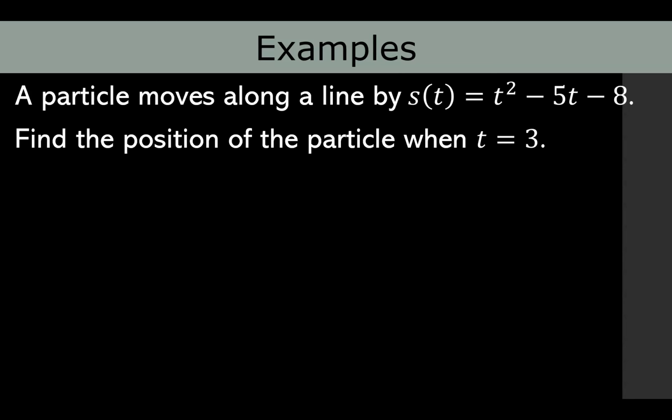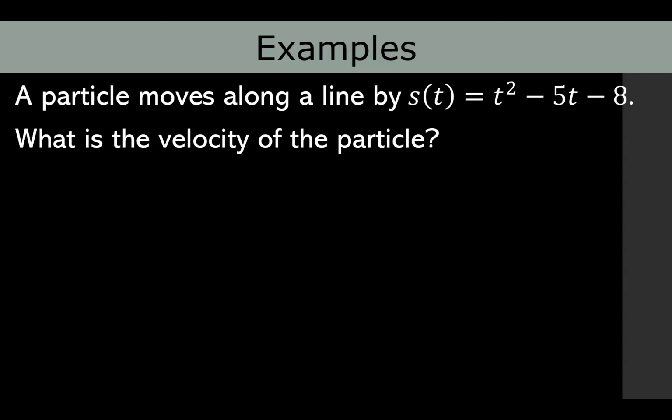So if we have this particle moves along a line, and what that means is if we put in t equals 0, we get -8. So the particle starts at -8. If we put in 1, we get different numbers. This spits out a position. So we want to find the position of the particle when time equals 3. What do? Pretty easy. We just put 3 into this position equation.